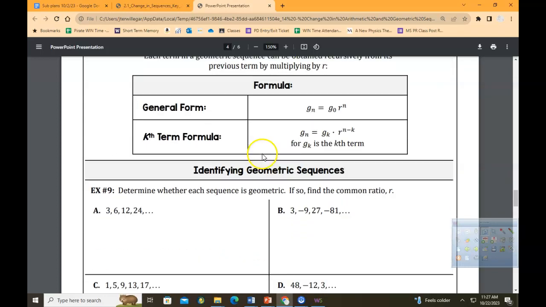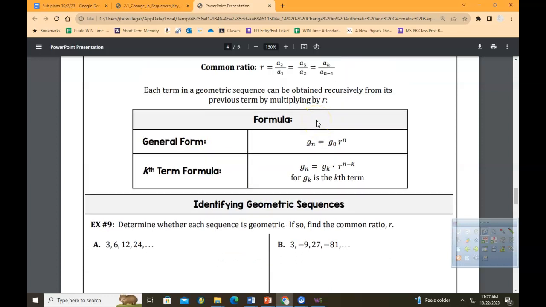Okay? So there's a general form, but we can also write it based on previous terms as well. They're different but the same. Here's just a general form for any n. We'll get into it.